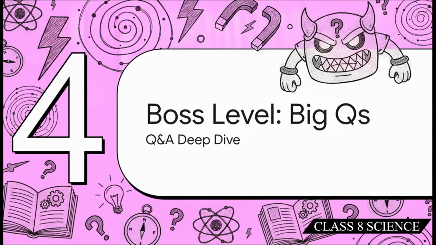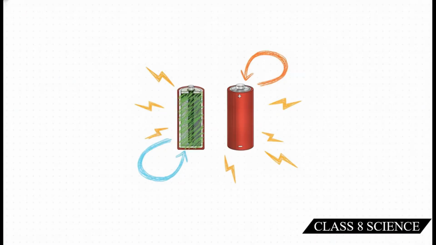Boss level, big questions, Q&A deep dive. This is it, the hardest level. Let's break down the anatomy of a dry cell from your textbook. The internal structure is what's really fascinating here. From the outside, it just looks like a normal cylinder, right?